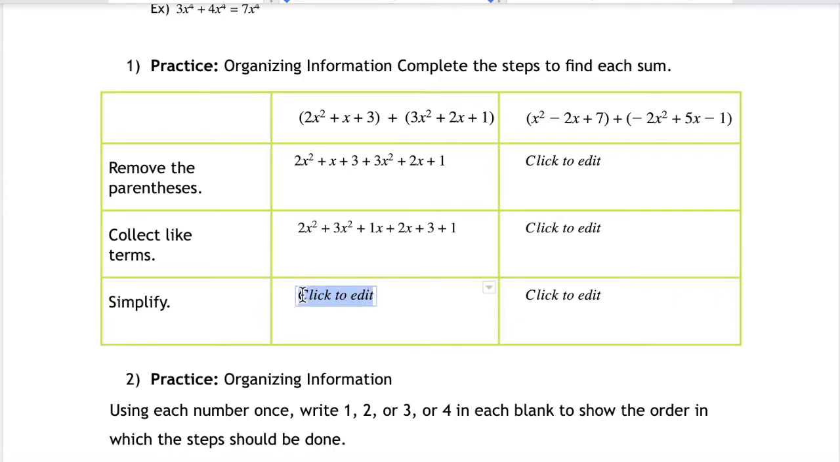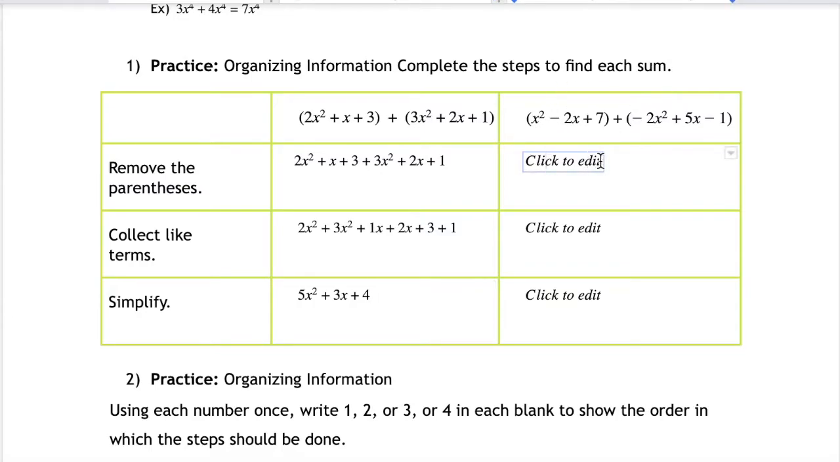Just like I said before, 2x squared plus 3x squared gives us 5x squared. Notice how I'm not changing the exponent. Then I have 1x plus 2x, and that's going to give me 3x. And I have 3 plus 1, which is going to give me 4. So that's going to be my final simplified expression. Let's move on to the second example.